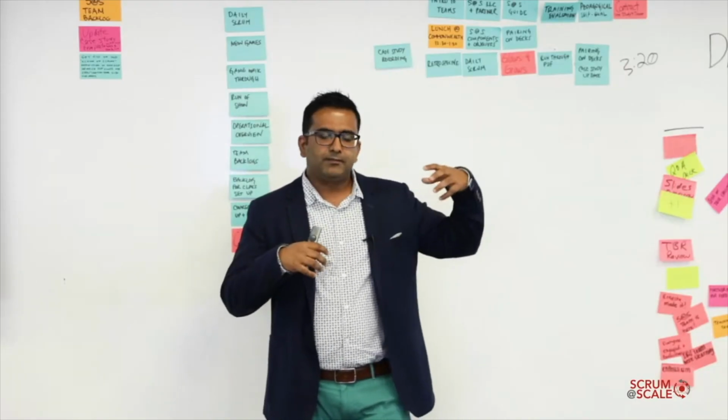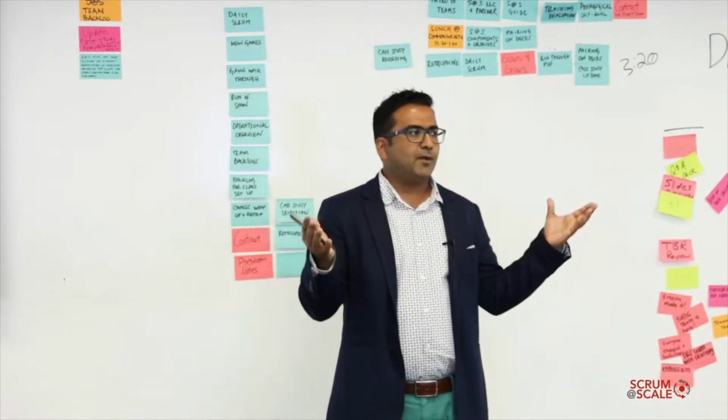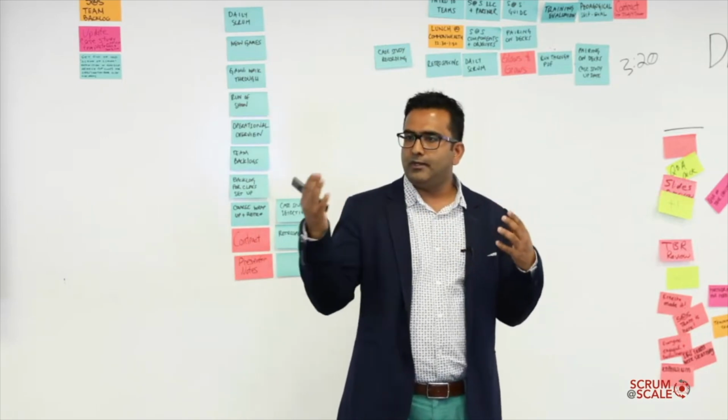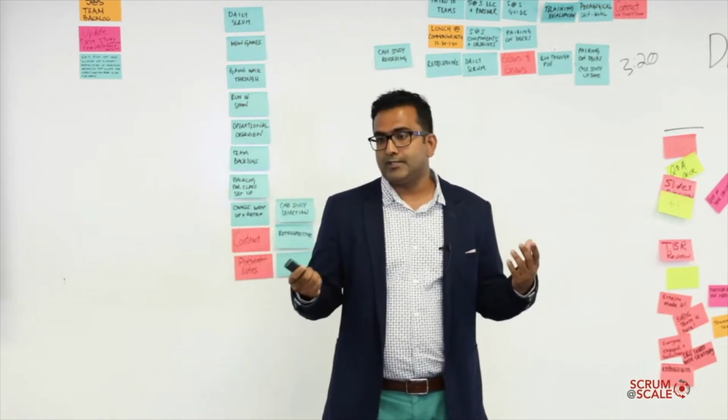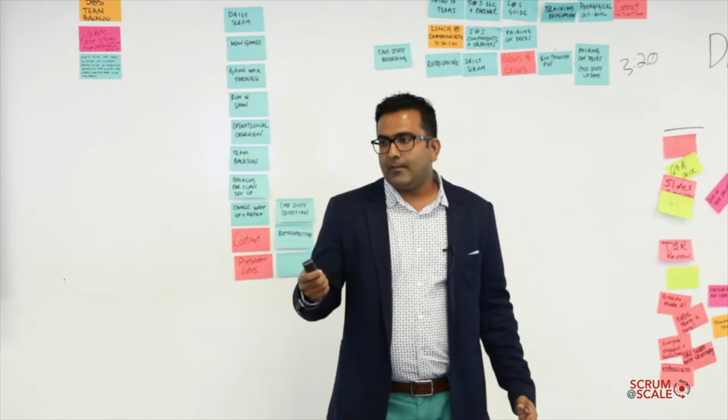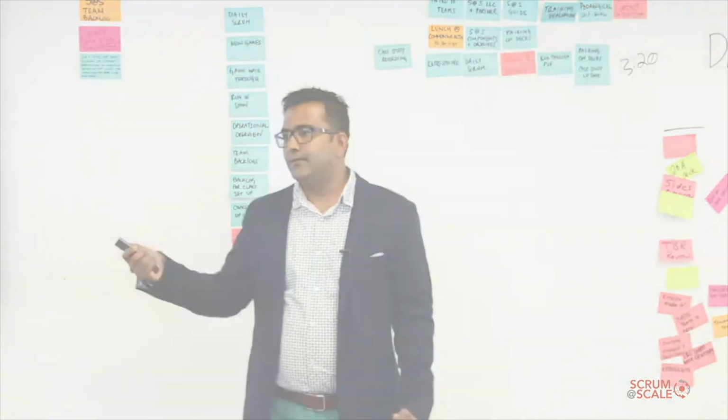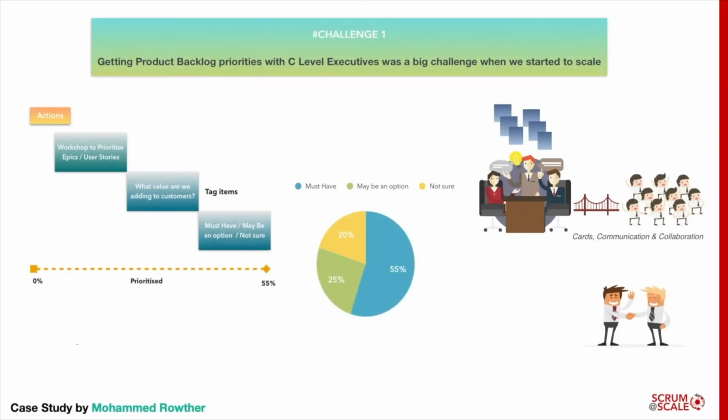So we had the daily Scrum events. We tried to focus on getting the Meta Scrum events in place. So it really worked for us. But apart from this, what were the challenges we faced in actually getting this done? One of the biggest challenges was to get the product backlog items prioritized by the executives.